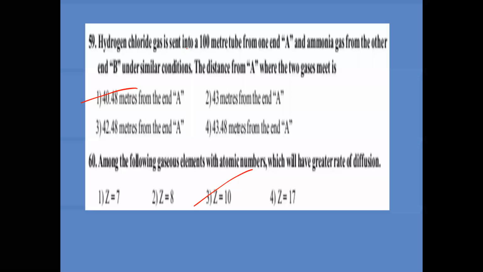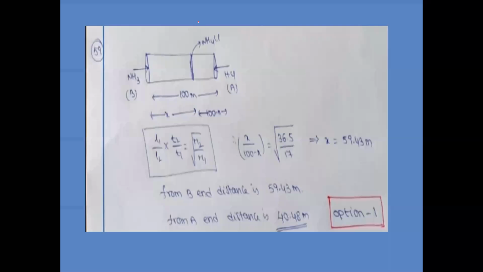Hydrogen chloride gas is sent into a 100-meter tube from the A end and ammonia gas from the other end B under similar conditions. The distance from A where the two gases meet is what? So now listen, here the tube is given, with HCl and NH3. NH3 will be moving faster than HCl because HCl gram molecular weight is 36.5 and NH3 gram molecular weight is 17. So the lighter gas will diffuse faster. Keep that in mind. Now the total length, let it be 100 meters. X will be the distance traveled by NH3, and 100 minus X will be the distance traveled by HCl.